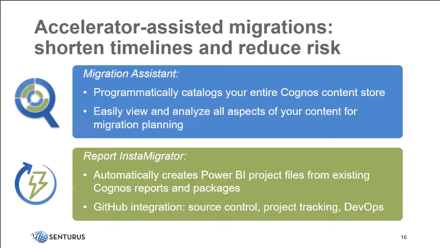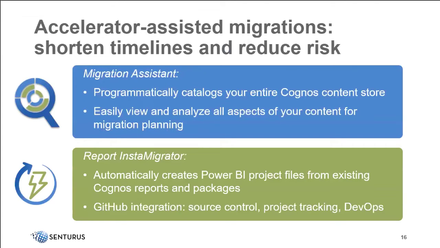The Migration Assistant solves the challenge of doing your Cognos inventory by programmatically cataloging your entire content store. So instead of going in and manually having to look at everything, figure out what's there, figure out the structure of your reports, figure out the structure of your packages, Migration Assistant actually pulls all of that in, pre-processes it, gives you an easy way to view and analyze all of the aspects of your content. So you can do smarter migration planning in a lot less time. And so we'll do a demo of Migration Assistant here in a bit.